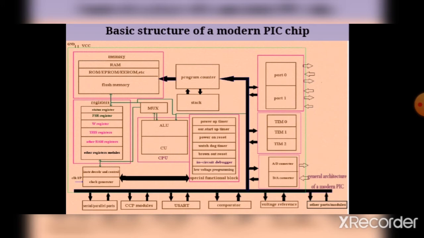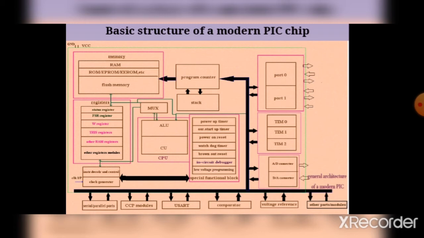At the right side you can see some of the ports, the IO ports. They have named them port 0 and port 1. There are two IO ports, and beneath that there are timers: timer 0, timer 1, timer 2. You can see a number of peripherals here. Three timers are available.